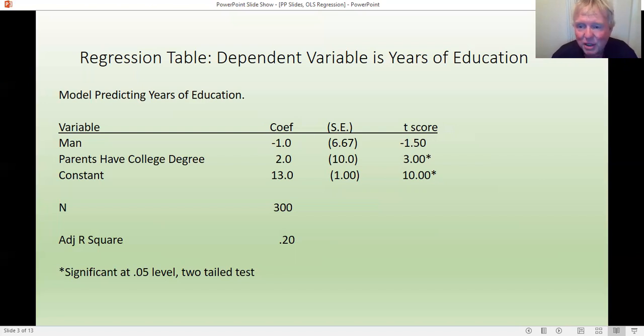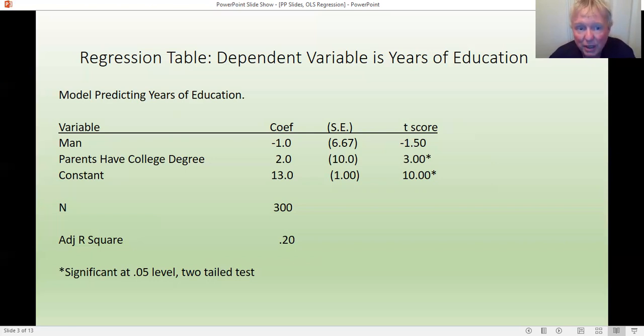Last is the constant. We saw what the constant was in the regression equation. Y hat equals A plus bx1. So y hat, which is the dependent variable, in this case years of education, equals A, which is the constant, which will be 13, okay, plus bx1 plus bx2. So bx1 would be man, would be B, the coefficient, which would be set there at -1.